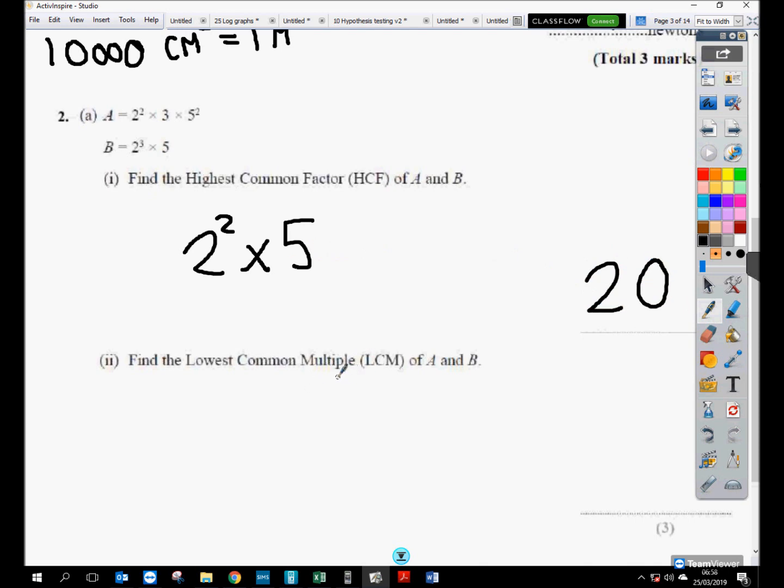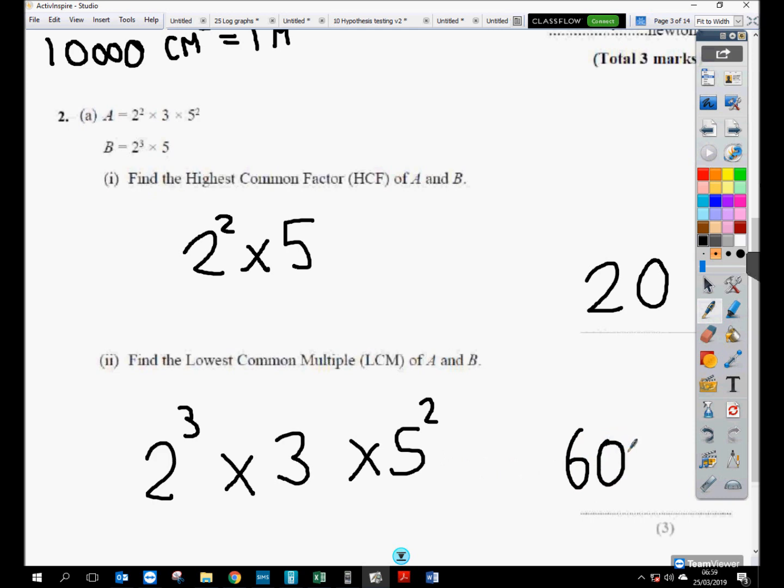For the lowest common multiple, you look for the highest power of each different number, and it does not need to be common. So out of the 2s, we have 2 cubed. Out of the 3s, does it need to be common? So we just choose the 3 that's there. Out of the 5s, we choose 5 squared. Work this out, type it into the calculator, it's 600. You should only leave your answer as a product of prime factors if it tells you to in the question.